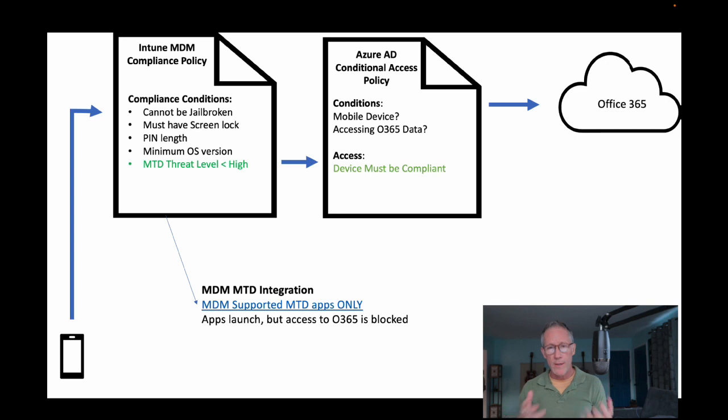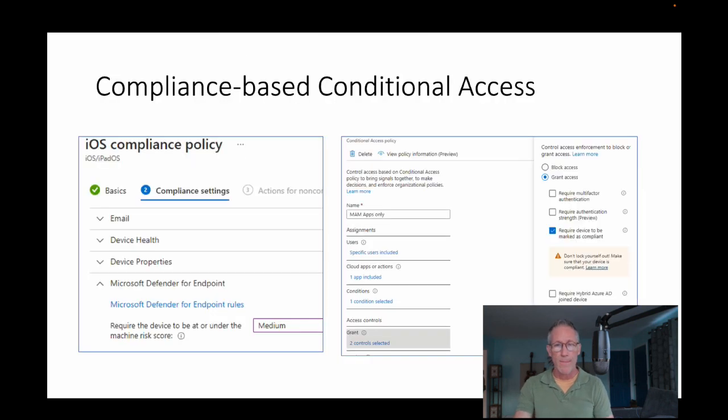All right, so here's a visual of how that would work. The device comes into Intune. These are the compliance conditions. Mobile threat defense threat level has to be less than a high threat level. If it is, then they get access. If not, then they don't. And that's done through conditional access policies. You can see the access here in this middle box says device must be compliant. So nothing new about conditional access policies there, but this is just a visual of how that works.